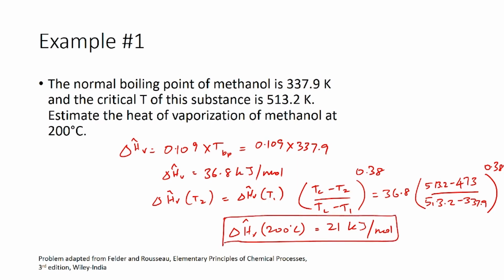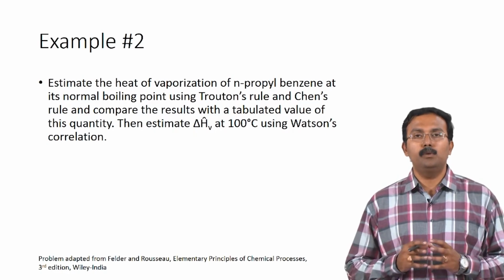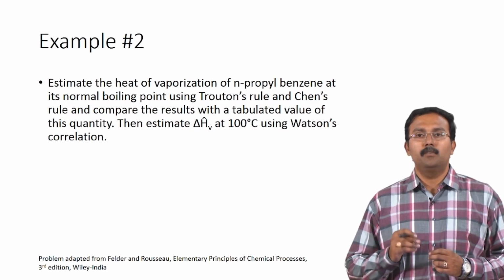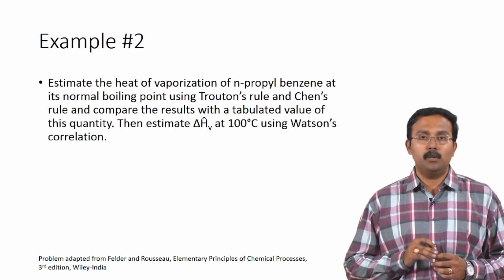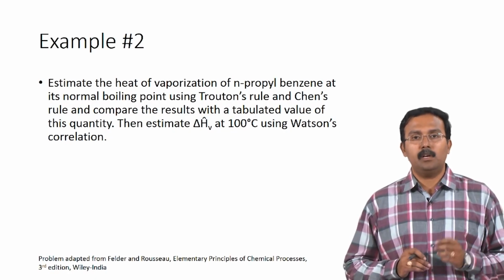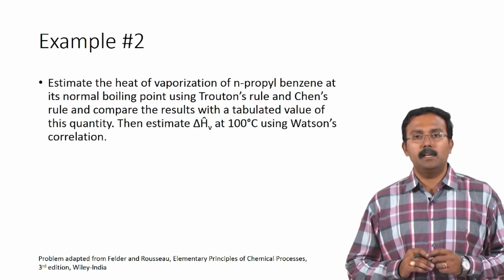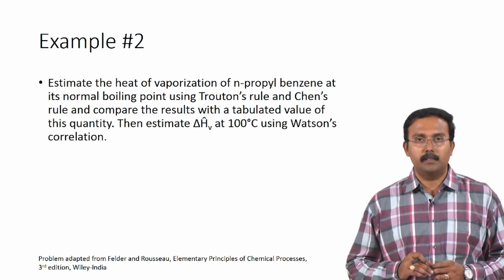So performing the calculations themselves is not too difficult here. What is crucial is to identify which equations to use and use them appropriately. We will look at another example problem to illustrate how to use the appropriate equations. You are again asked to estimate the heat of vaporization for N-propyl benzene at its normal boiling point using Trouton's rule and Chen's rule, and you are asked to compare the results with tabulated values for this quantity. You are then asked to estimate the heat of vaporization at 100 degrees Celsius using Watson's correlation.